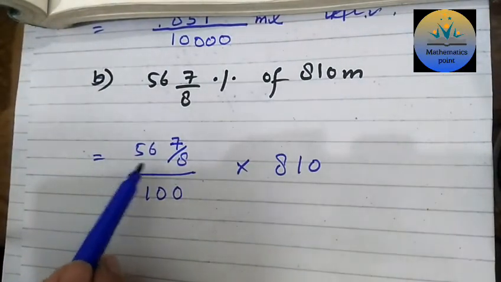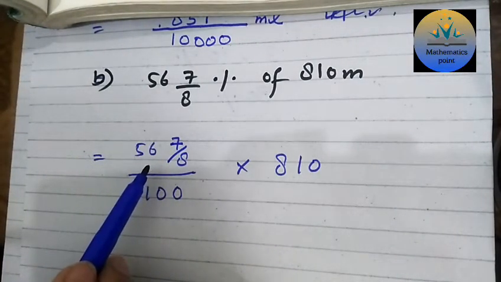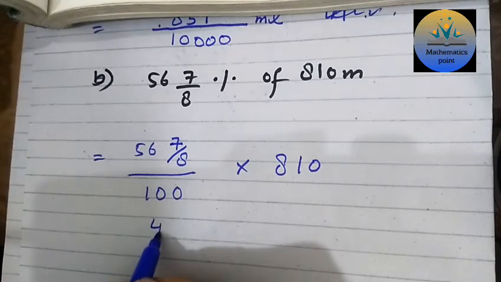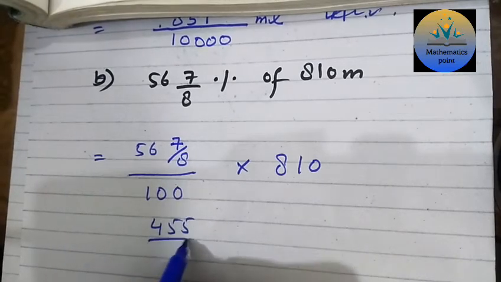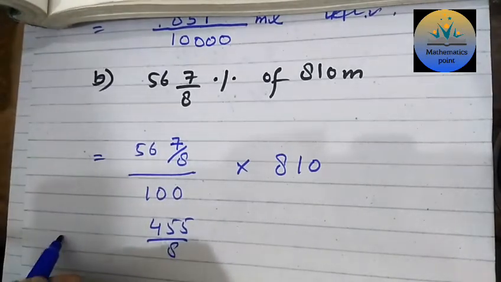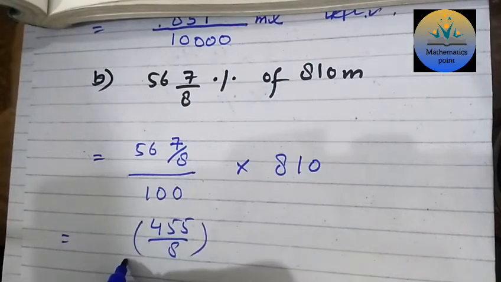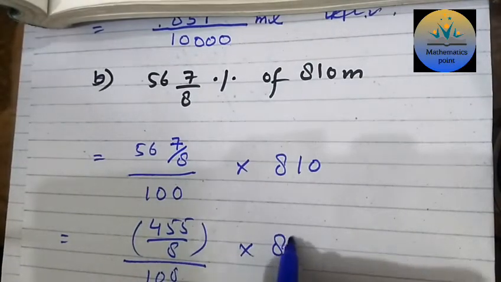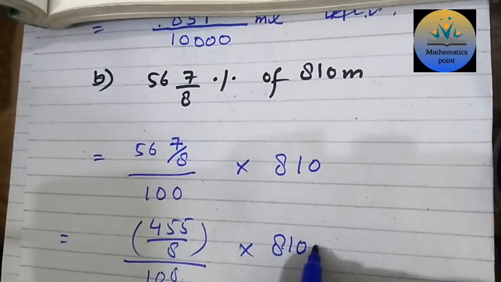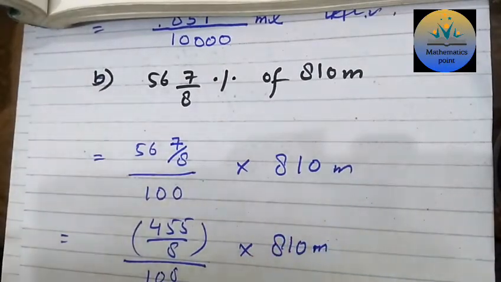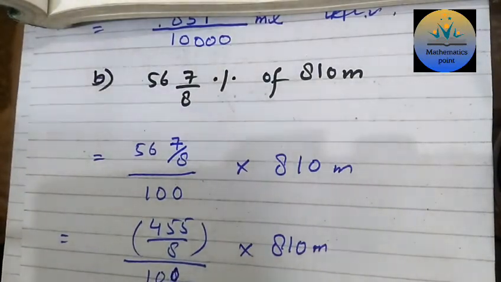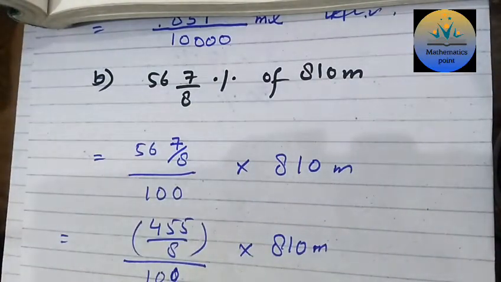Okay, now solve this mixed fraction. 56 into 8 is equal to 448, then plus 7 here, so it becomes 455 by 8. Okay, and divided by 100 and multiply by 810 meter. I am writing 810 meter here, and this is 100. Let's go, now we will solve this with the help of a calculator.